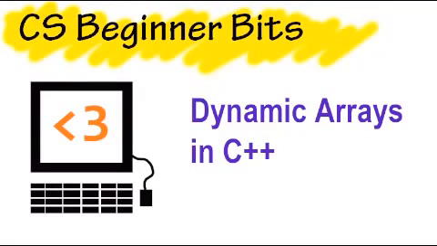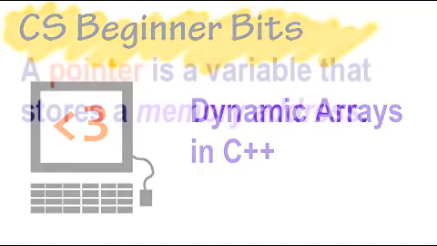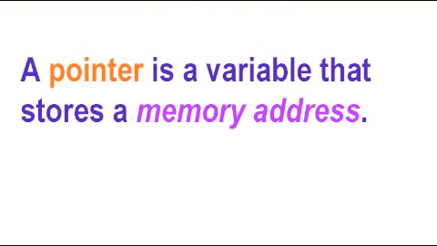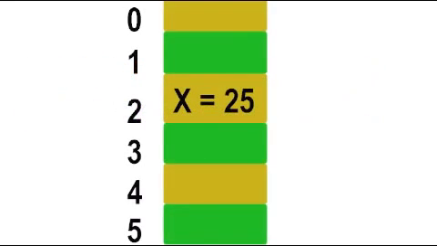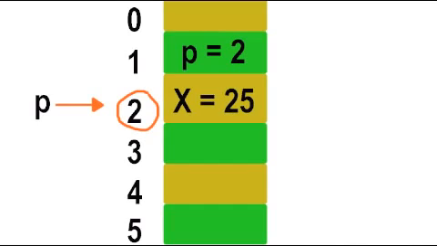In this tutorial, you'll learn how to create a dynamic array using pointers. A pointer is a variable that contains a memory address. They call them pointers because they can literally point to whatever value is being stored at the address it holds. Before we start making the dynamic array, let's go over how pointers work.